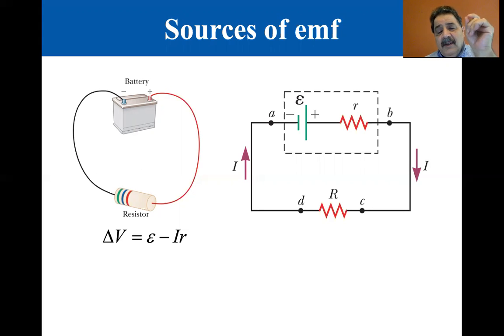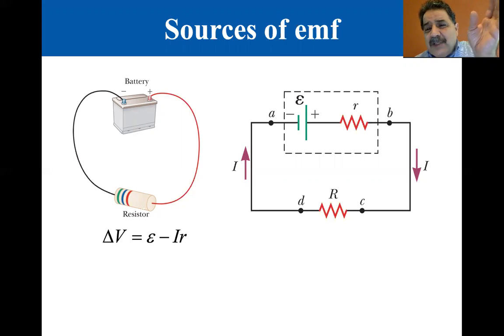the EMF minus Ir, where the little r is the internal resistance of the battery. So if there's no current flowing, if I is equal to 0, then delta V is equal to E, so you get the open circuit voltage. It should be about the same. When you do run current in it, it does drop a little bit just because of the internal resistance.